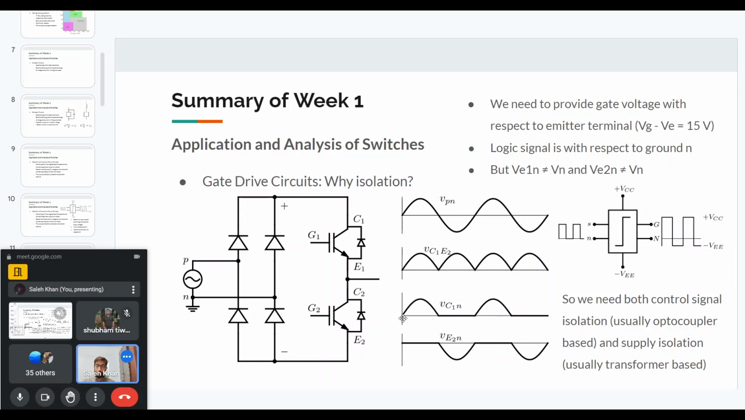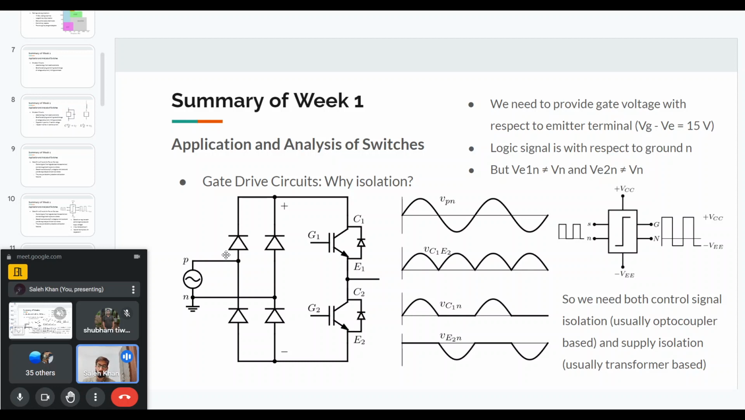But in the same duration, the voltage of E2 with respect to N will be zero because E2 is directly connected to N, and I'm ignoring the voltage drops in the diodes. So that is for the positive half cycle.